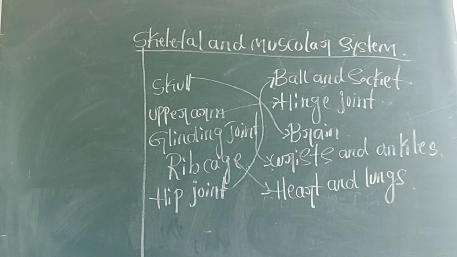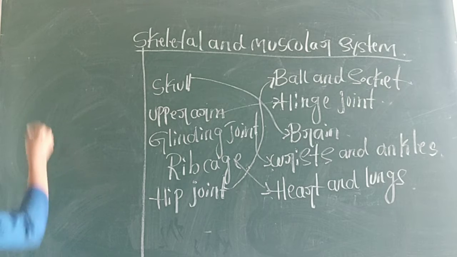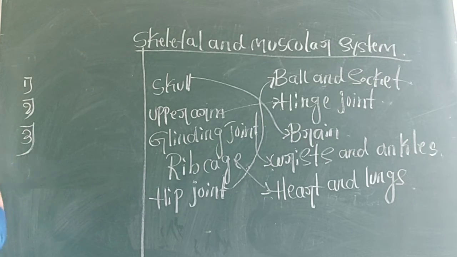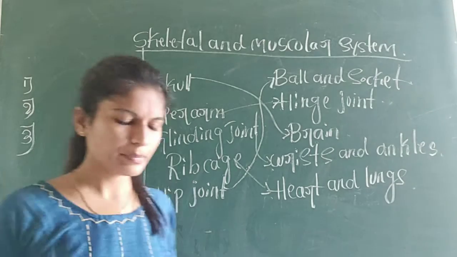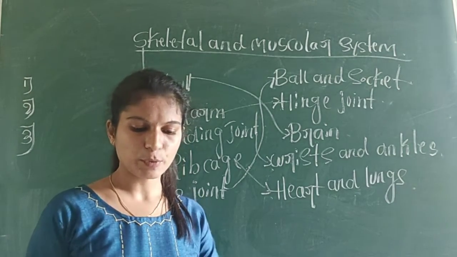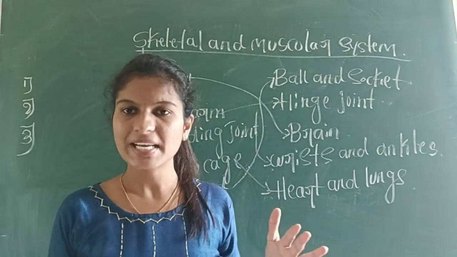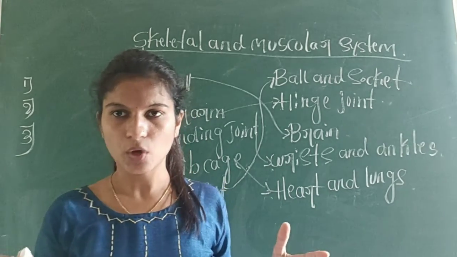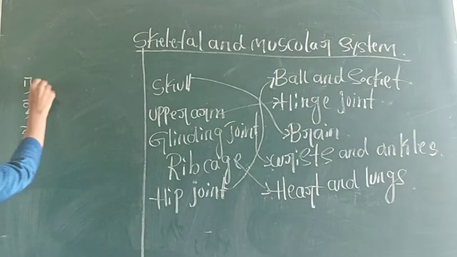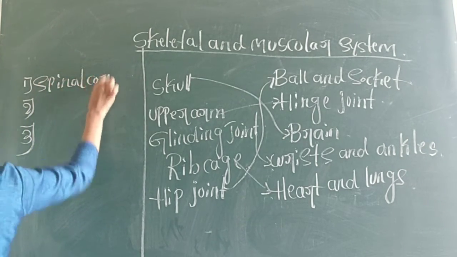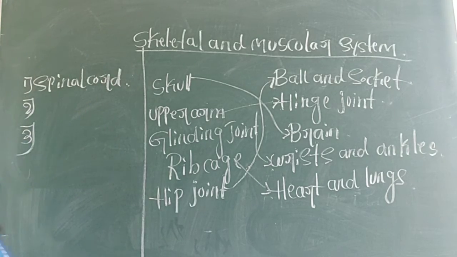So the first one, spine is there. First, second and third. 3 questions are there. Okay. So, name the organ of the body that is protected by. So, spine is protected by which organ? Spine is protected by spinal cord. Okay. That is the spinal cord.